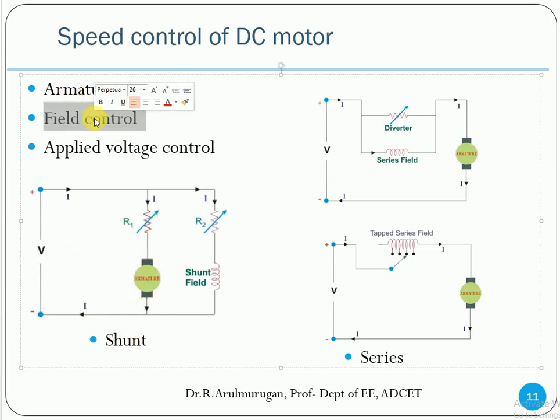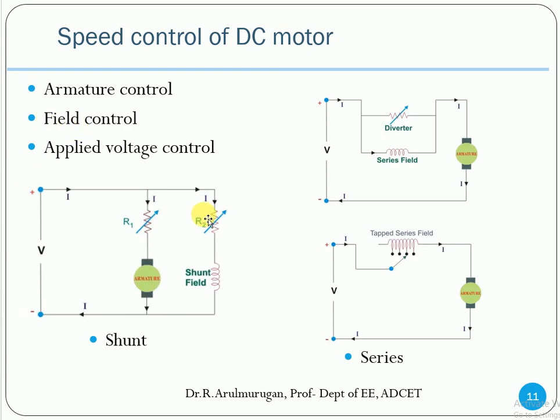The next one, the flux control method. What is the flux control method? One variable resistance is connected in series with the field winding, either for the shunt motor or the series motor. If you vary this, the flow of current to the field winding varies. If the field current varies, the flux varies, so the interaction between this flux and this flux varies. That's why it is a field control method.